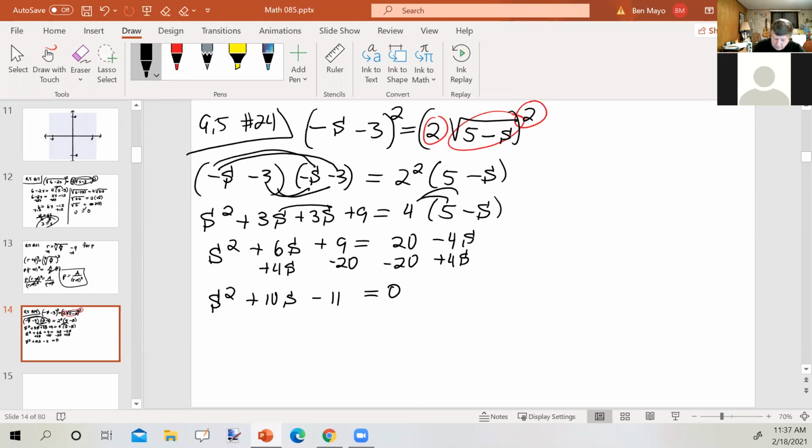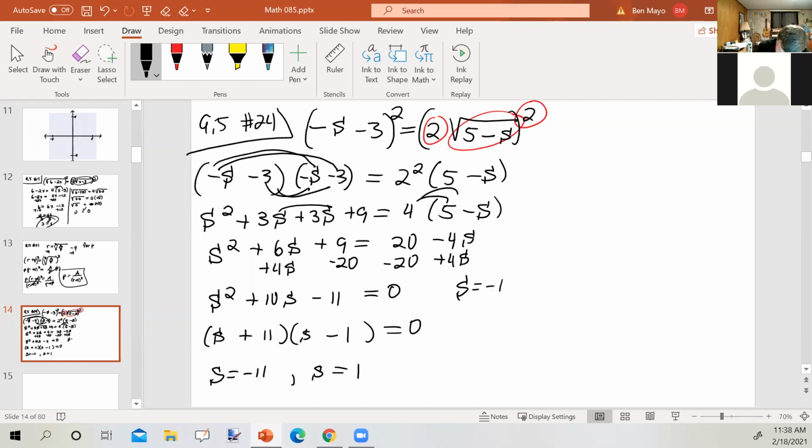Okay, now let's see if we can factor the left side of the equation. We'd have s and s plus 11 and minus 1. That would give me 10s in the middle and a product of negative 11. So we get s equals negative 11, s equals 1. So those are the two proposed solutions, okay? And it says to write the smaller value first. So s equals negative 11 would be the first answer. S equals 1 would be the second answer.